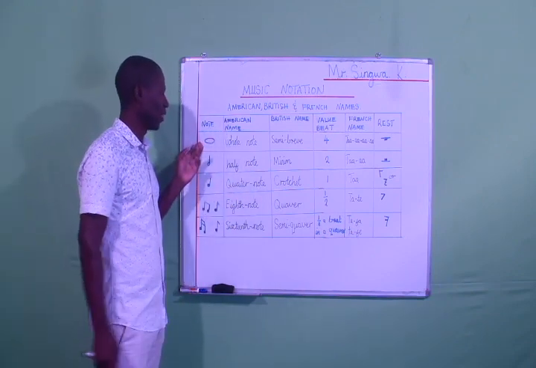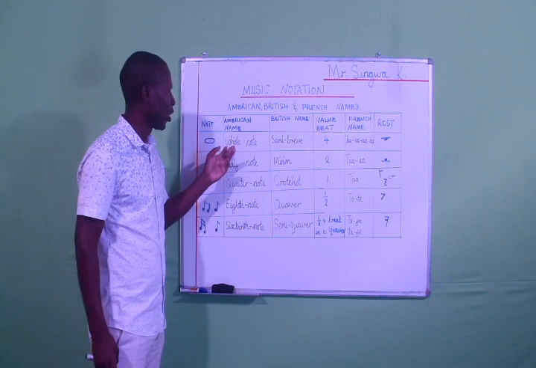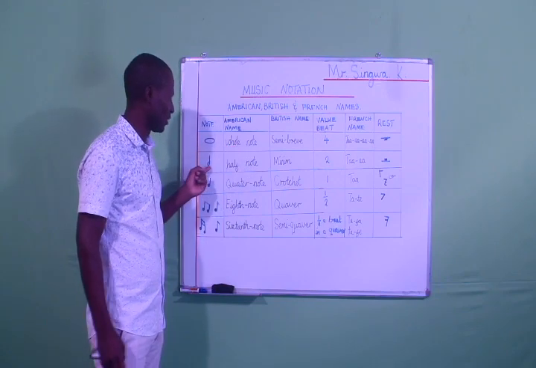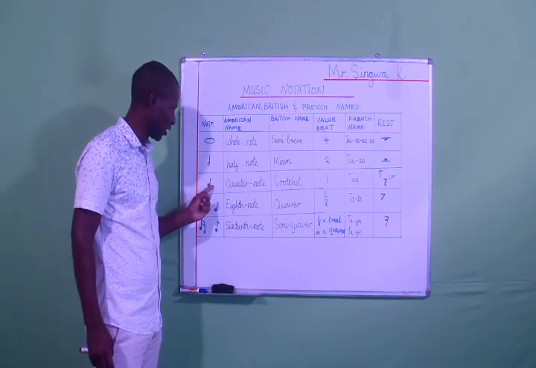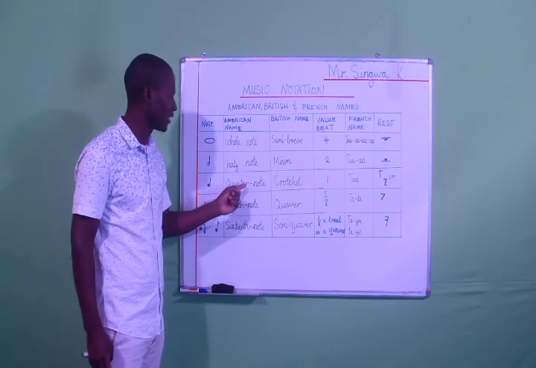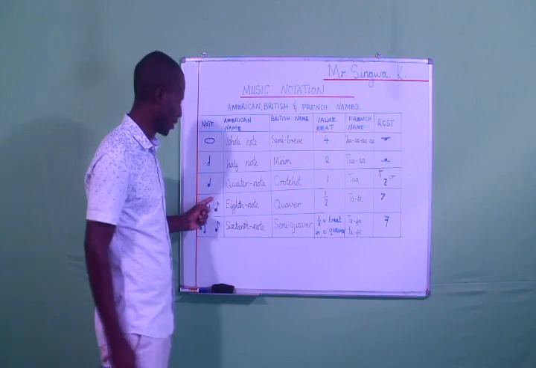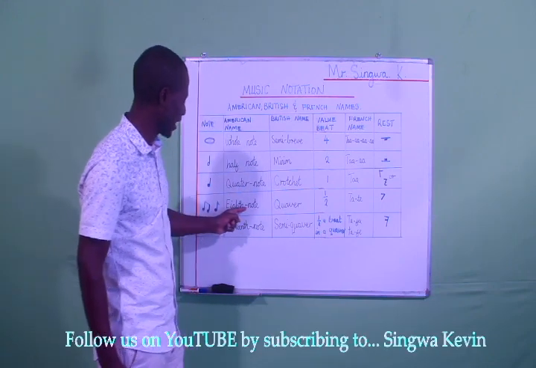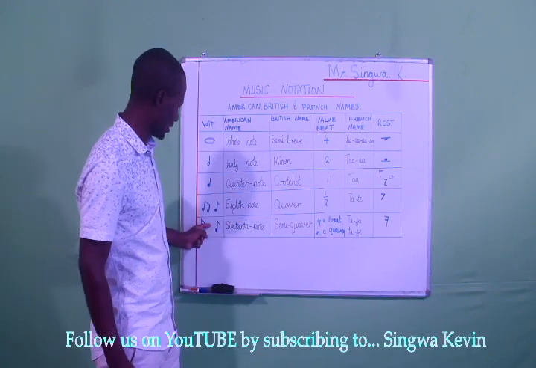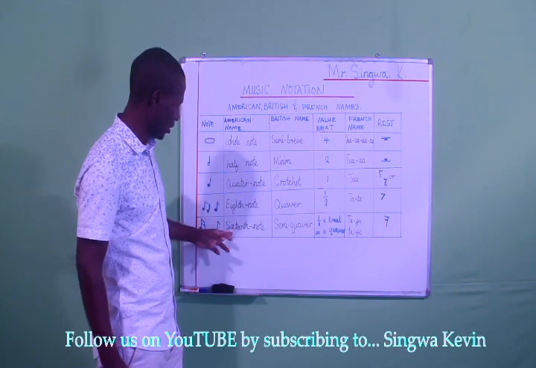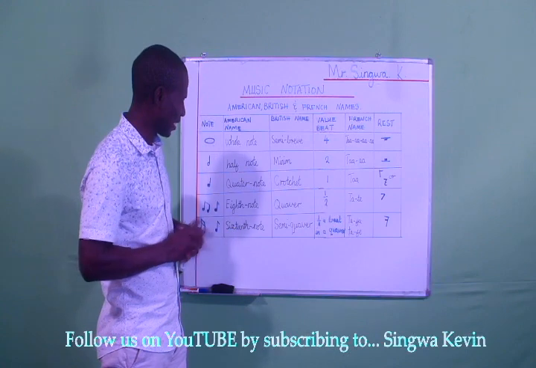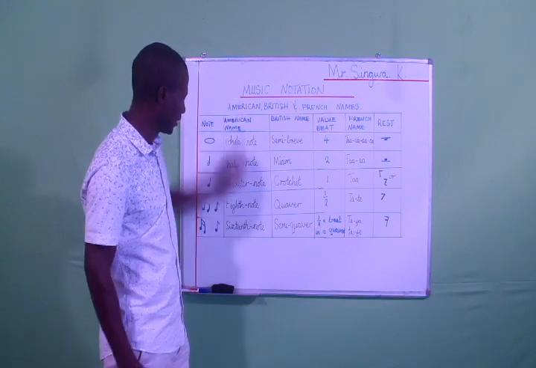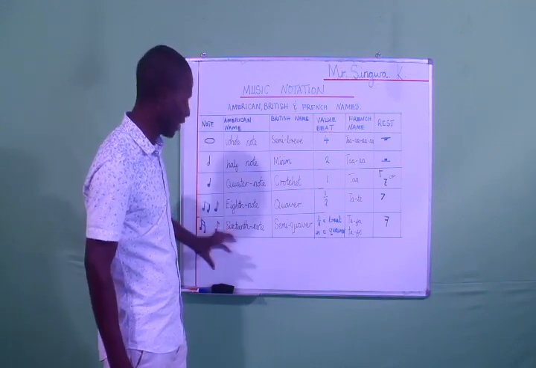When you look at this one, they call it a whole note. This one, half note. This symbol here is called a quarter note. This symbol is called the eighth note. This symbol, or this symbol, they call a 16th note. Please, this is how they call them.